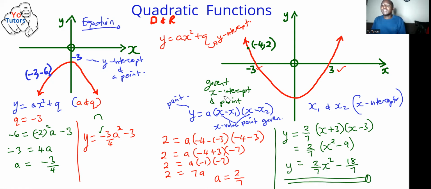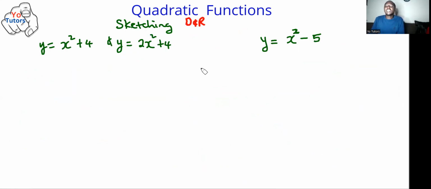So that's how you get the equation, guys. That's what you're supposed to do when you're given x-intercepts and also a point. That's the equation that you must use, and I hope you understand that. Now, let's move on to the next part, where we are sketching.